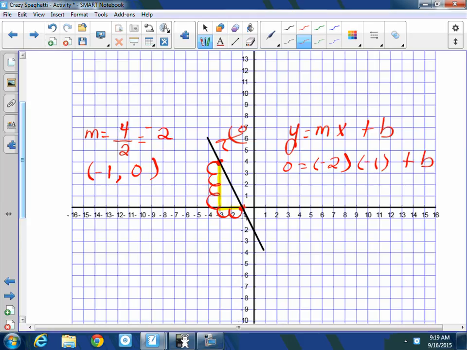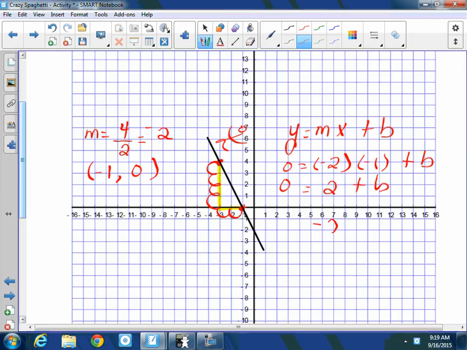See, these are all things that you should have learned last year in class, and I'm not sure that you did. That's why I'm going over it. All right, what's negative 2 times negative 1? Negative. No. Positive 2. Thank you.